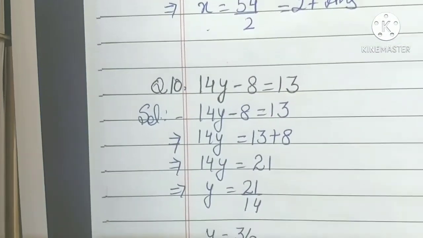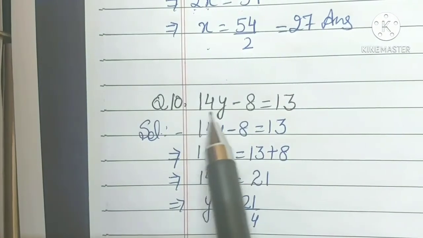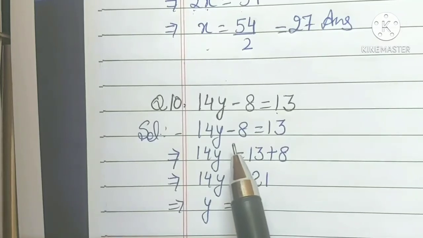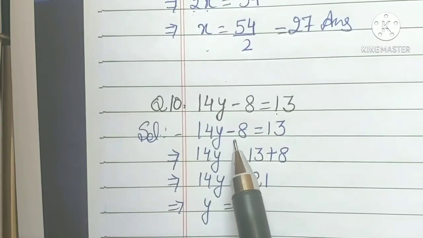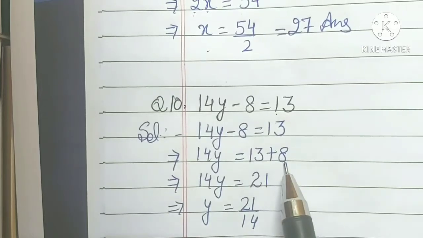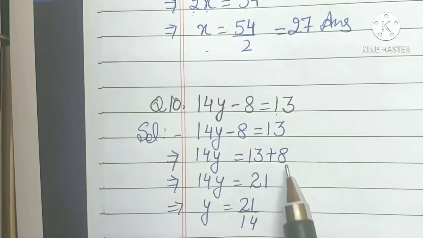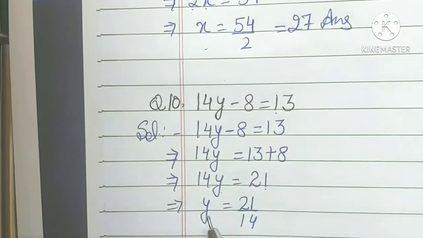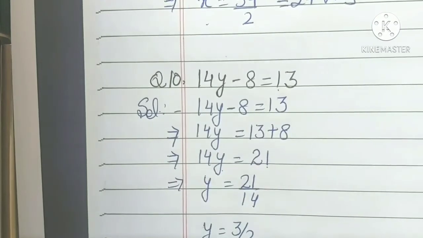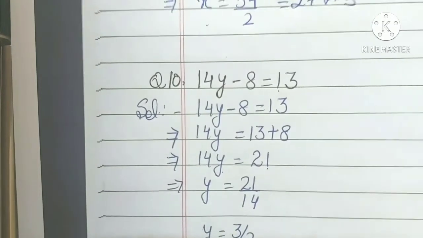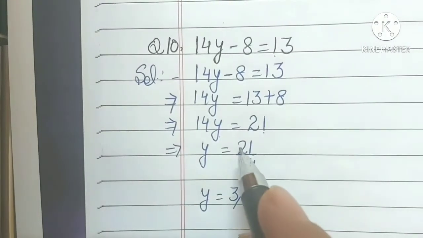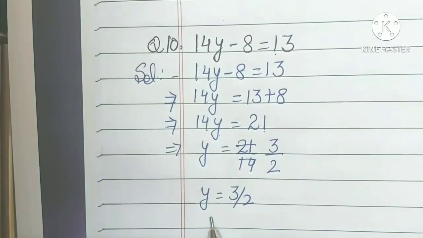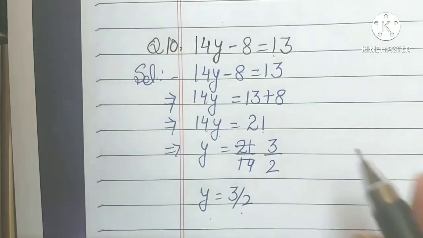Equation number 10. Now the equation is 14y minus 8 equals 13. The very first step, it is minus 8, so we need to shift it to the right hand side, it will be plus 8. 13 plus 8 will be 21. Now 14 is in multiplication, so if I transpose 14 to the right hand side, it will be 21 upon 14 and it will be cancelled on the table of 7. 7 3s are 21, 7 2s are 14. So the value of y will be 3 by 2.